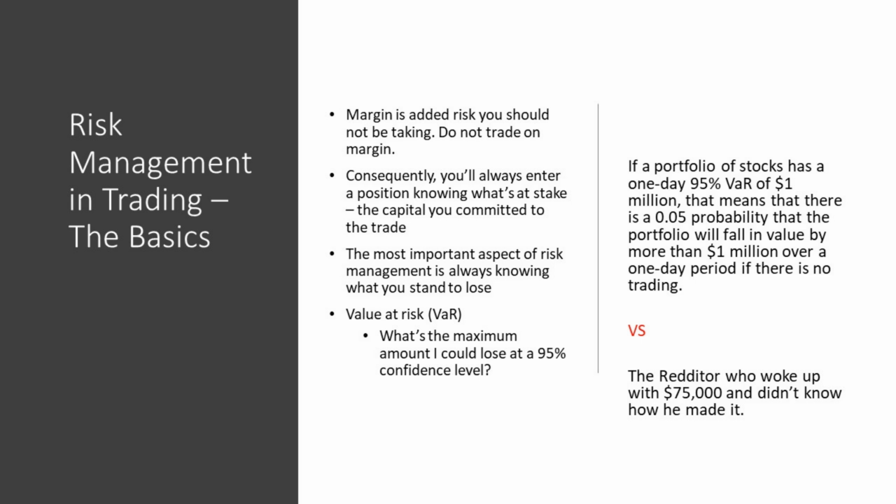Now, the most important aspect of risk management is always knowing what you stand to lose, okay? And in institutional investing, there's this concept of value at risk. It asks, what's the maximum amount I could lose at a 95% or whatever percent confidence level? So you say, there's only a 5% chance that something really bad could happen. This description tells you how it works. If a portfolio of stocks has a one-day 95% VaR of $1 million, that means there's a 5% probability that the portfolio will fall in value by more than $1 million over a one-day period if there is no trading.